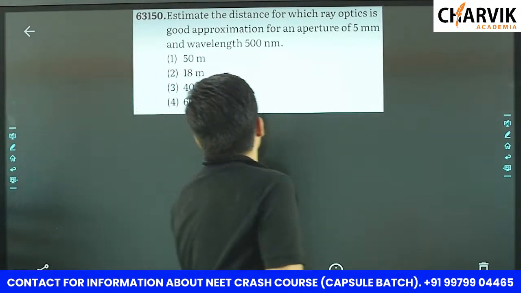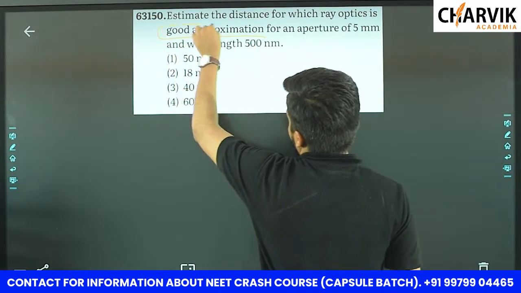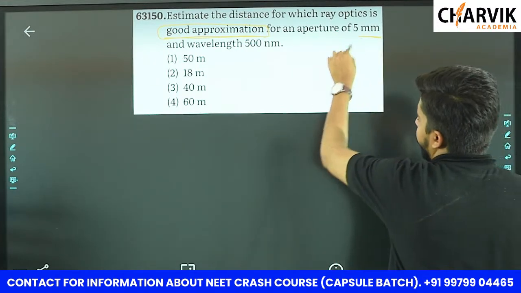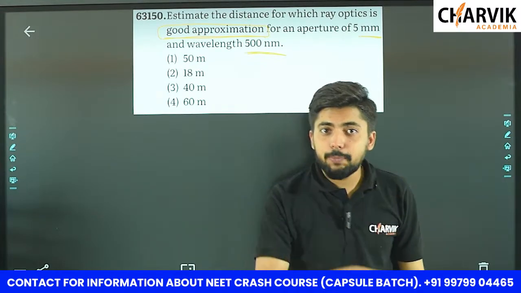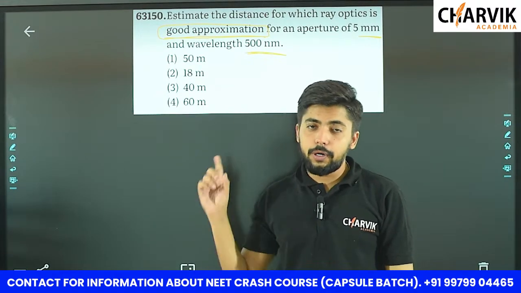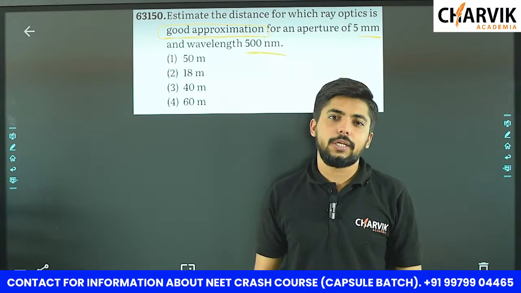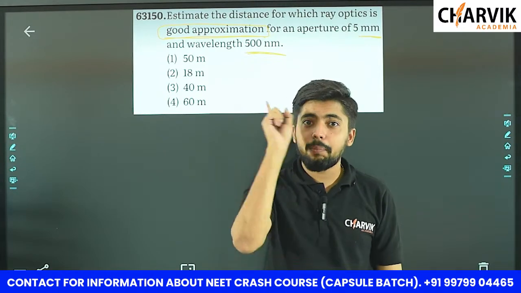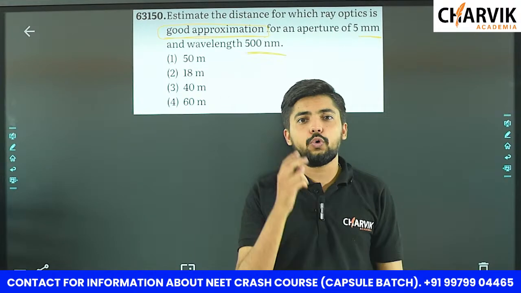Okay, next question: estimate the distance for which ray optics is a good approximation, for an aperture of 5 millimeter and a wavelength of 500 nanometer. Again, the concept is repeated. In the previous paper also we have seen one question on good approximation, and right now also there is one question on it. For the good approximation there is one simple formula, which is equal to a square divided by lambda. Again I am saying they are repeating the concept, they are repeating the question which can be solved by the same formula. So just refer to the last 2 years of papers.